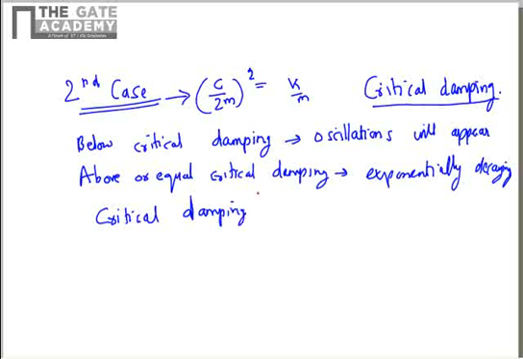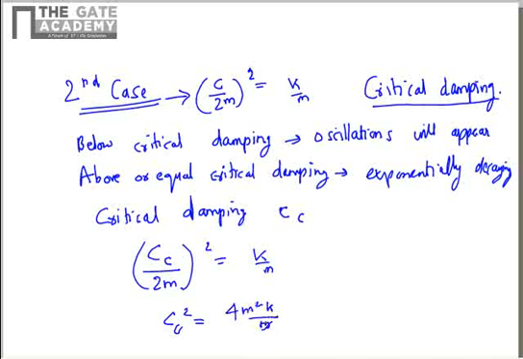Damping is purely defined by C. So let's say we term the critical damping C subscript c. That will be given by (Cc by 2m) whole square equal to K by m. It will be given by this identity. So if you solve this equation, you will get Cc whole square equal to 4m square K by m, where one m will get cancelled out. So critical damping will be 2 square root of Km. So this is the critical damping constant.